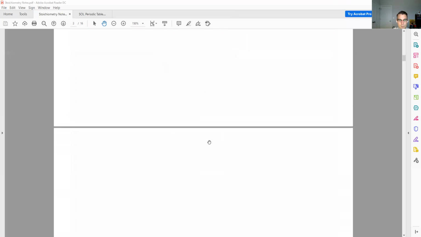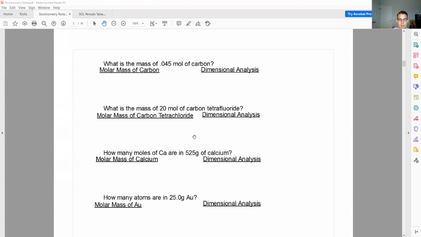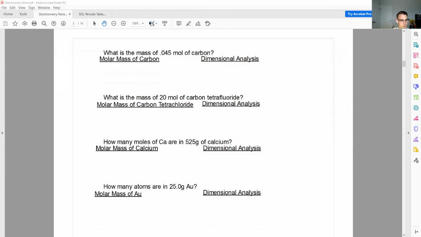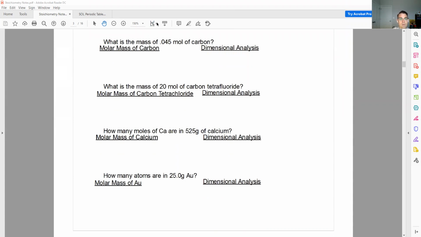So let's use our mole map and do some conversions. We're going to do some different conversions with those different conversion factors. So let's see, what is the mass of 0.045 moles of carbon? So the first thing we want to do is look at the molar mass for carbon. This one's easy.